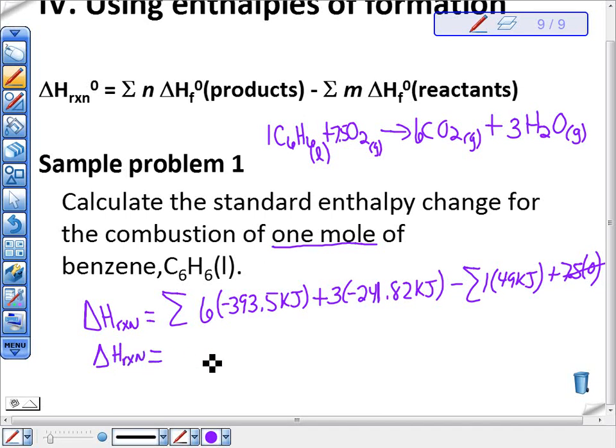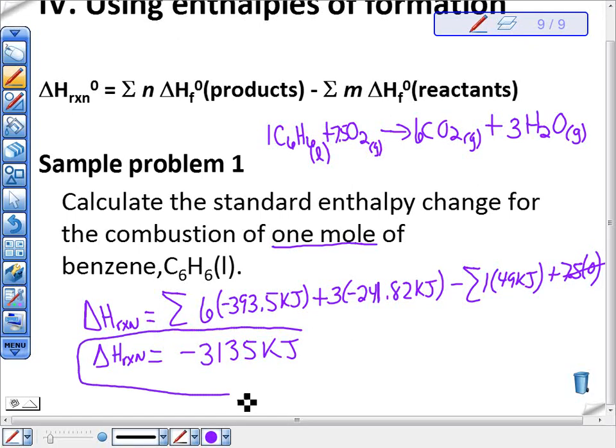And this one comes out, we would use sig digs, we are adding, so it's the least amount of decimal places. Our 49 does not go out any decimal places, so our answer is not going to go out any decimal places. You would get a negative 3,135, and then the answer would be in kilojoules. It technically is kilojoules per mole, since that's what we've done. These are kilojoules per mole, because these are mole ratios that you're using to multiply. But I'm okay if you just put kilojoules. And there is my correct answer.